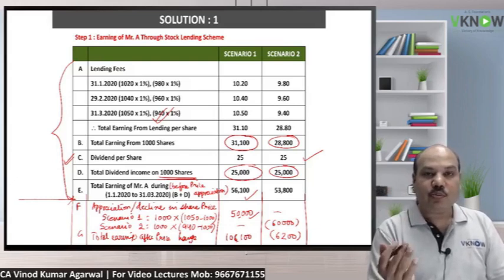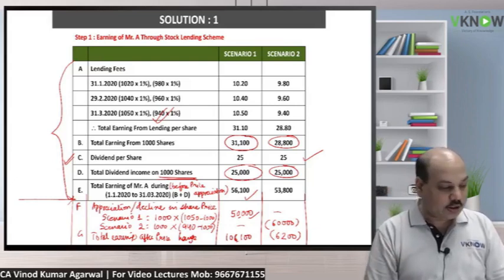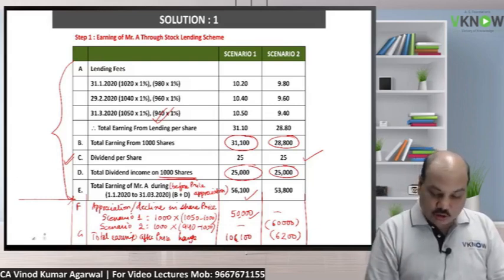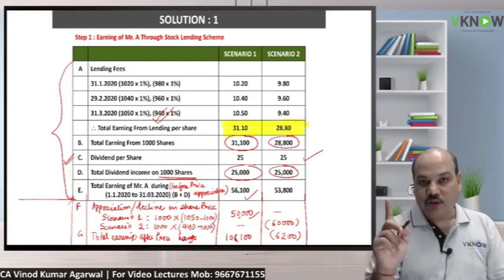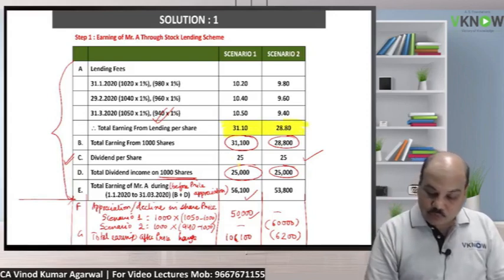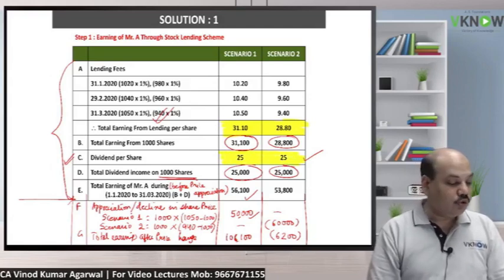Next question is from short seller's point of view. Understand, from short seller's point of view, he will have to pay this stock lending charges, that is his expense. He will have to compensate dividend. Okay.